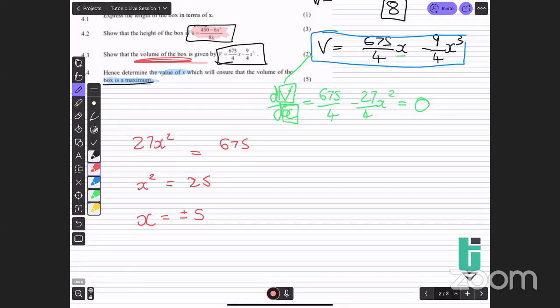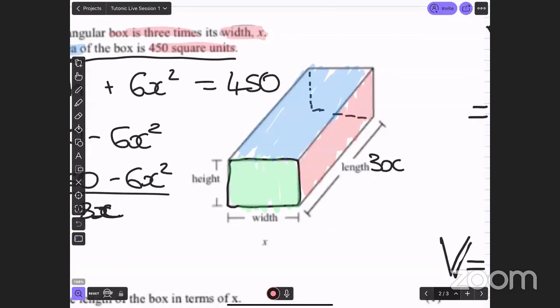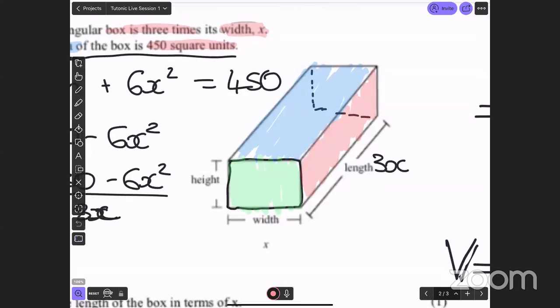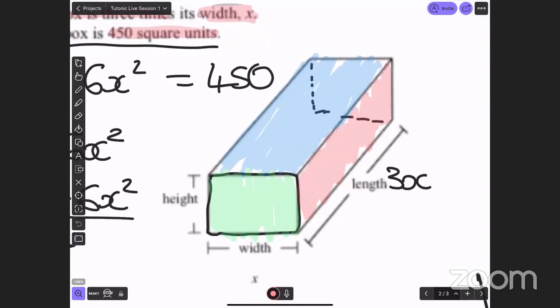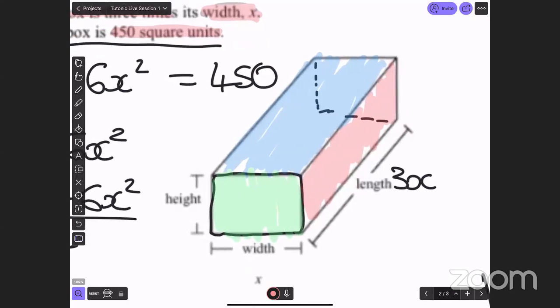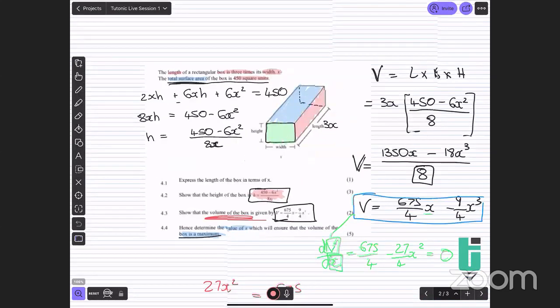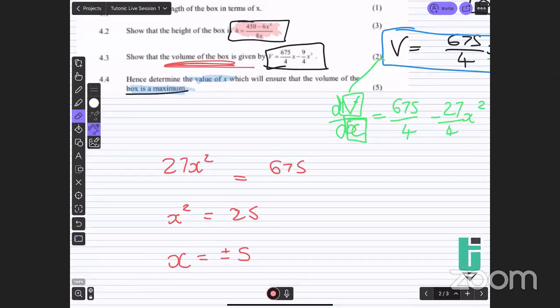They ask for the maximum value. But just logically, x can't be negative. This is a box, so you can't have a negative 5 length. So by process of elimination, x must be 5.